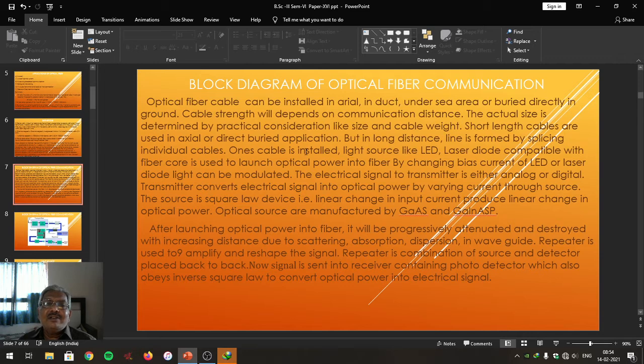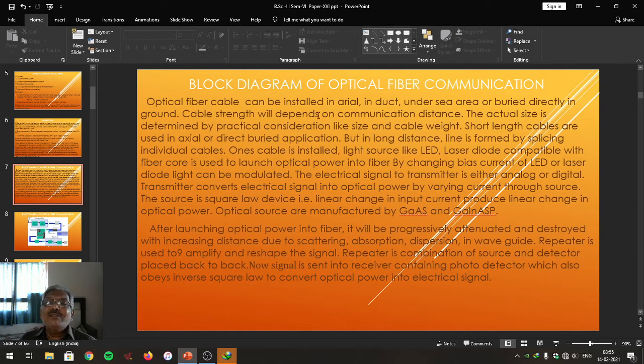Friends, while coming to college or traveling on the road, on the sidewalk, so many persons are working with cable. There is a big round cable that they are burying in the ground, that contains many thin optical fiber cables. Red color, yellow color, green color, blue color. You might be observing that. Maybe those are used for telephone communication or even mobile communications, even internet. So that's why we can say this cable may be installed in the air, in a duct, under the sea, or buried directly in the ground.